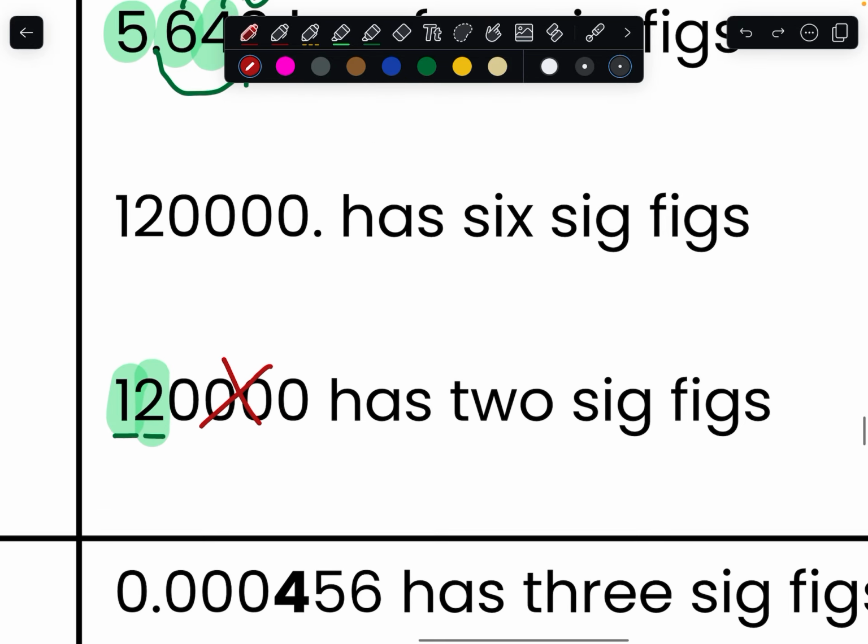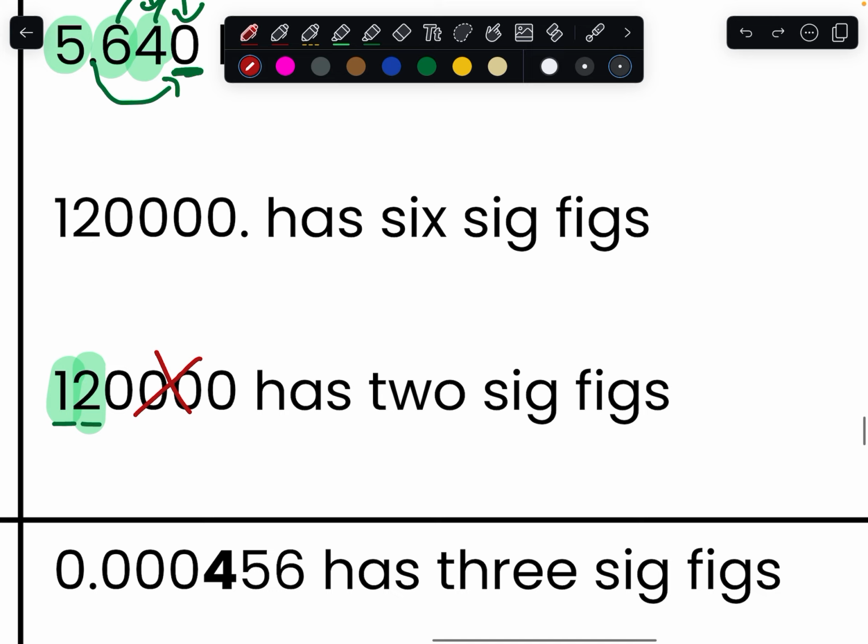The last one that we have here is the only exception to this right rule. So 120,000, we have 1 and 2 right off the bat. Rule number 1, non-zeros are significant. However, all 6 of these are going to be significant because of this decimal at the end. This decimal at the end makes all of the numbers to the left of it significant. Okay, so this is the only exception.